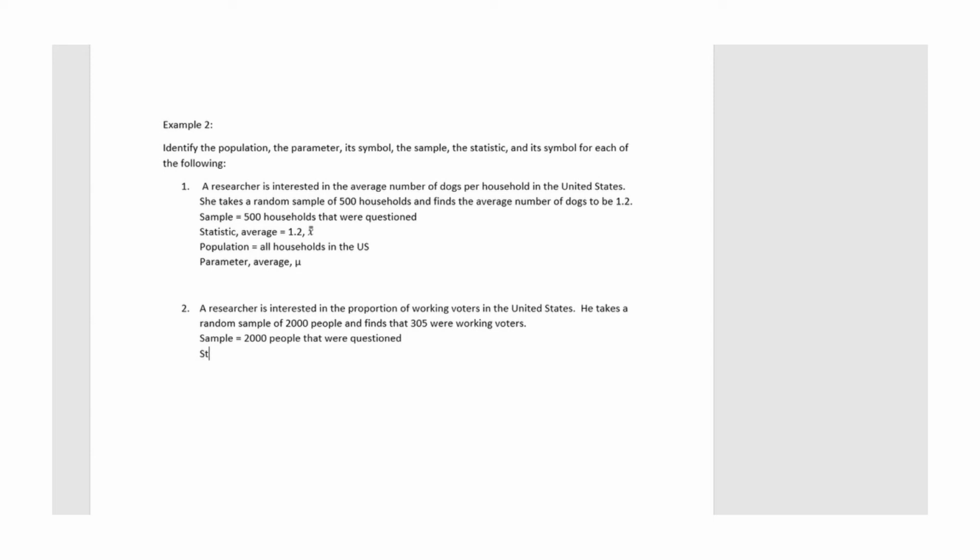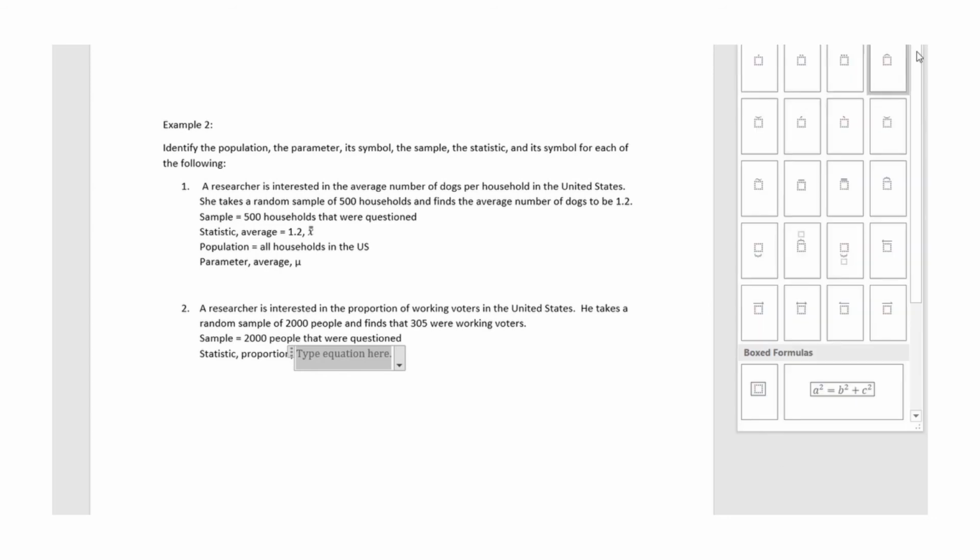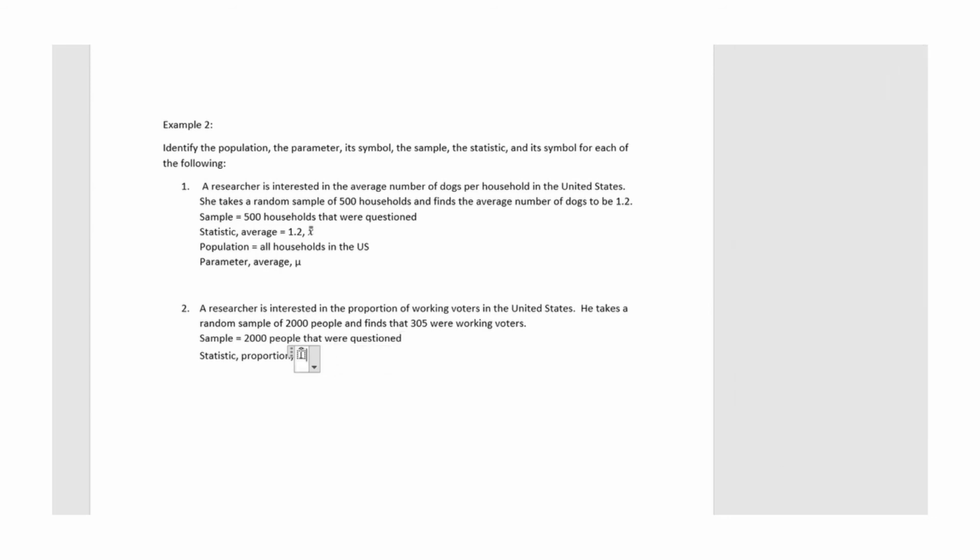All right, and this is again a statistic because it came from a sample. Now in this case, it's not an average, it's a proportion. And we use a p hat for a sample proportion. Now we can actually figure out what that sample proportion is. It's 305 out of 2,000. And of course that can be reduced to a simpler fraction, but I'll leave that up to you.